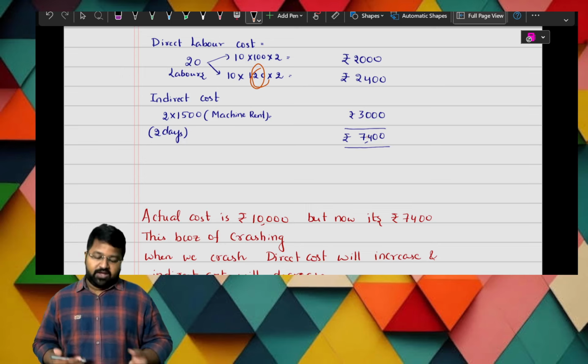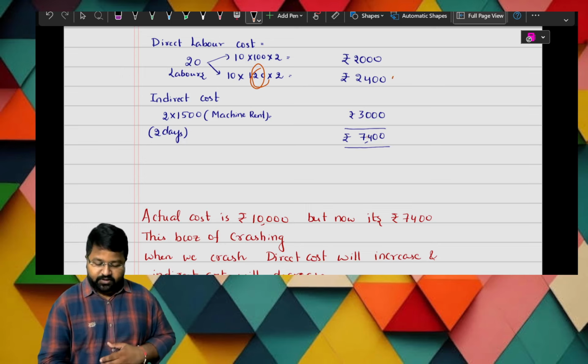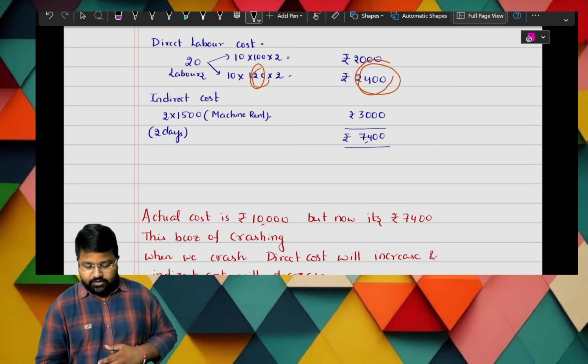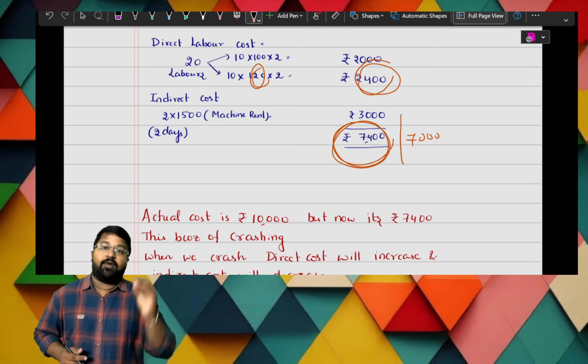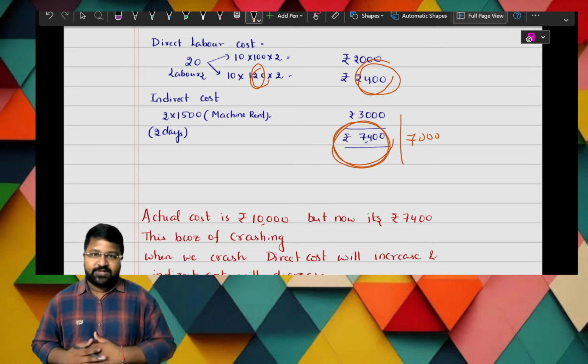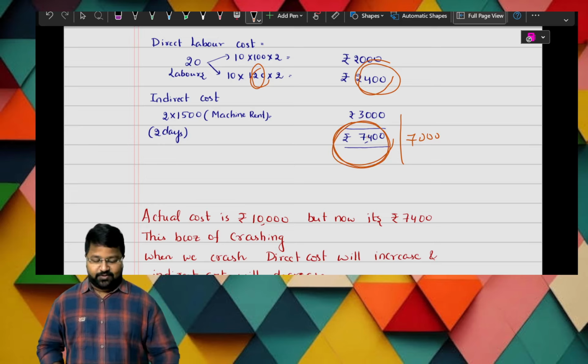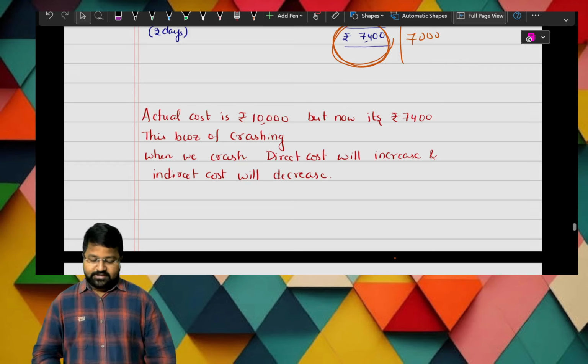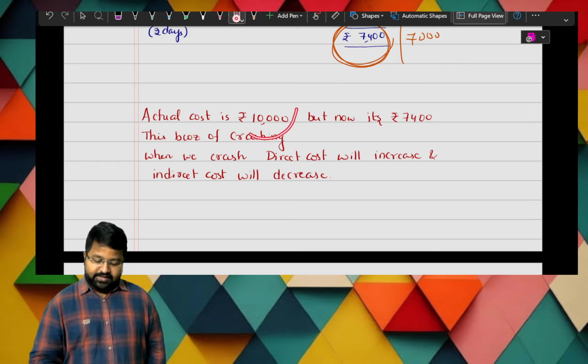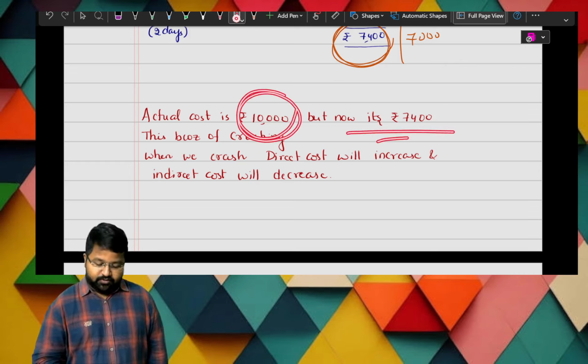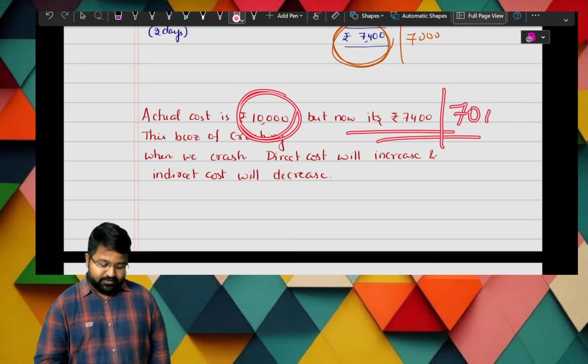So what will we do? We'll pay some extra amount. Because of that, we are increasing by an extra 400. So in my example I got 7,000; in the alternative case, we may get 7,400. But somehow it is less than 10,000. The actual cost is how much? It is 10,000. But now it is 7,400 or 7,000.